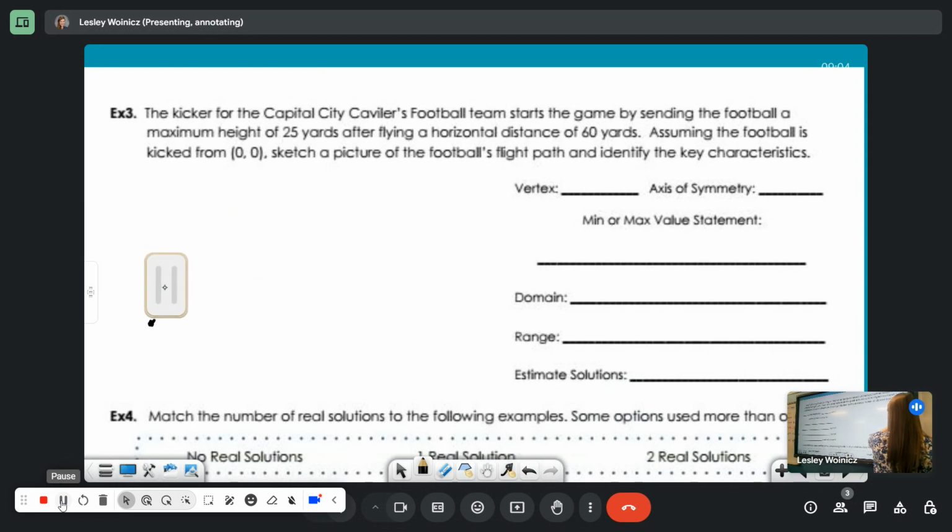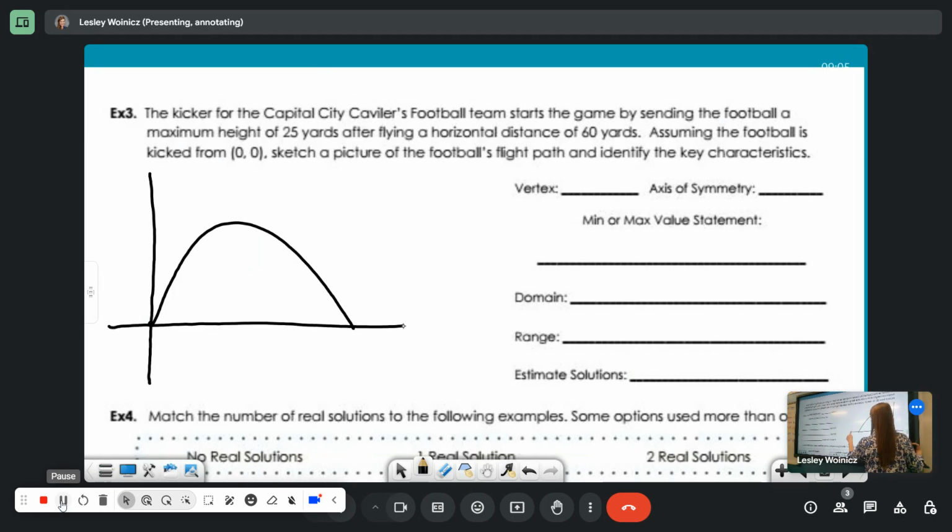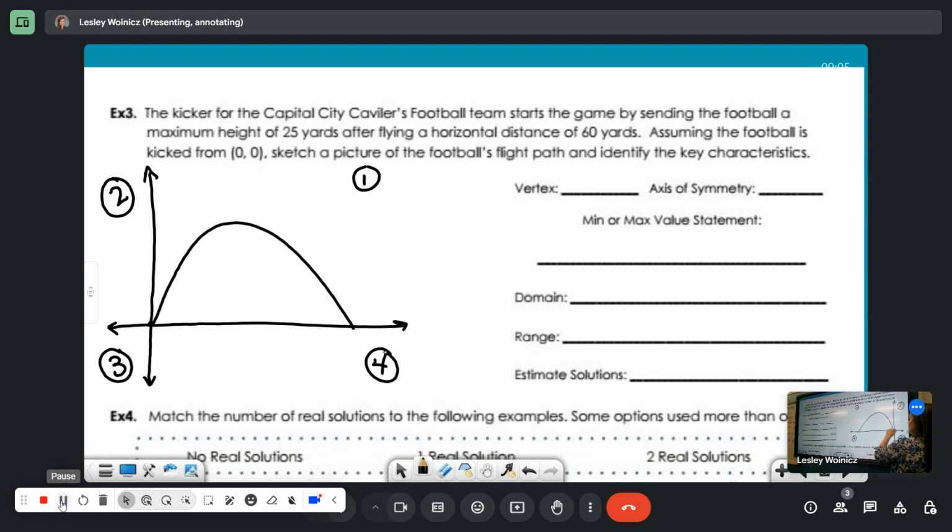I can do a better parabola than that. Okay, where should I put my axes so that it's convenient? Probably through the middle. Okay, here's quadrant 1. Here's quadrant 2. Here's quadrant 3. Here's quadrant 4. My flight path is starting at 0, 0.